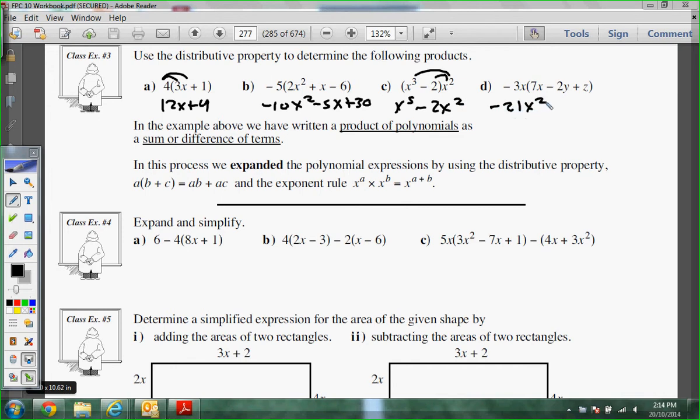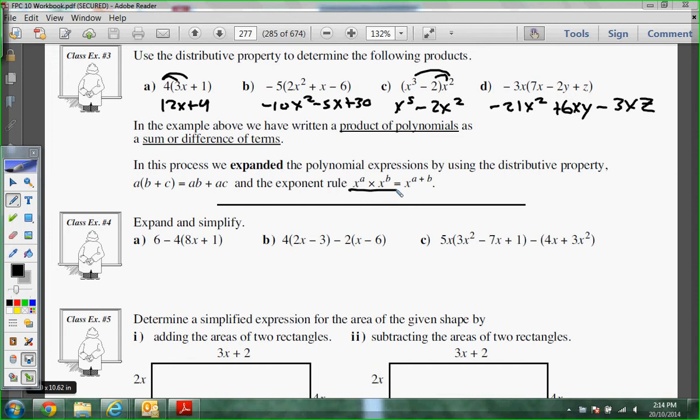Good. Okay, plus, minus, but yeah. Good. Okay, good. All right, so in the example above, we've written the product of the polynomials as a sum or difference of terms. In this process, we expanded the polynomials by using the distributive property. Okay, and we used the exponent rule of product of powers, which is addition, which we learned in Math 9.